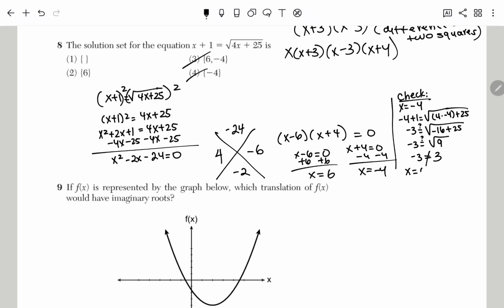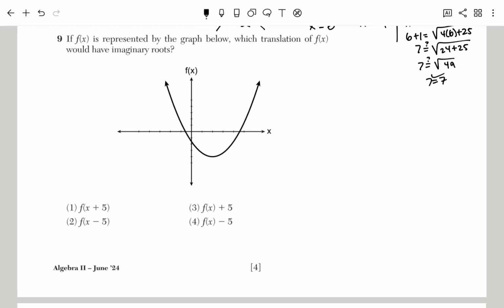So x equals 6. So we're going to get 6 plus 1 equals the square root of 4 times 6 plus 25. 7 equals question mark, square root of 24 plus 25. 7 equals question mark, square root of 49. 7 equals 7. That works. So x equals 6 is a solution for the equation, so we know answer choice 2 is our answer. Question number 9.